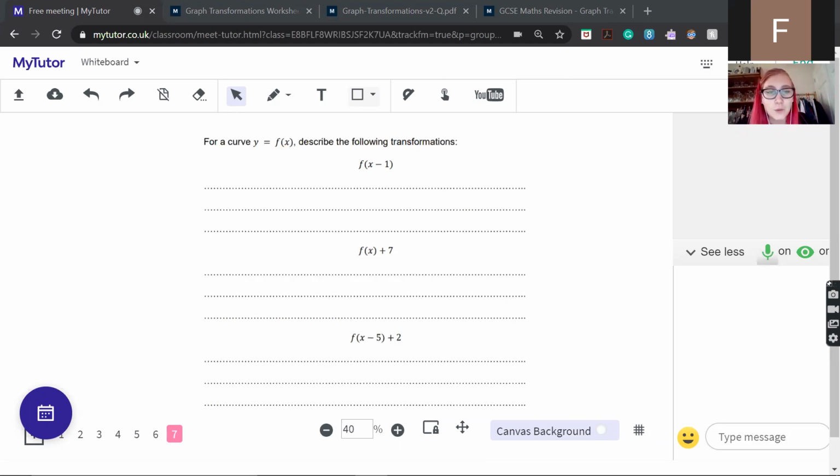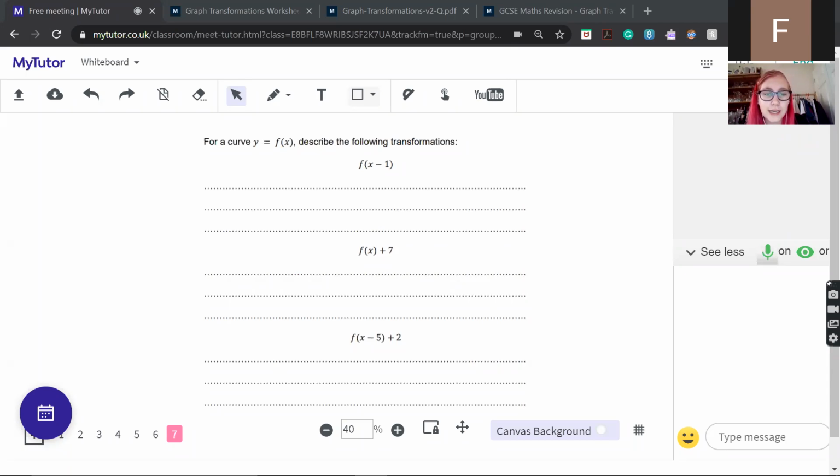Somebody said, would this be something you can do without a calculator? Yes, definitely. Because the numbers aren't difficult. It's just adding or subtracting different things or multiplying. They're really easy numbers to work with.